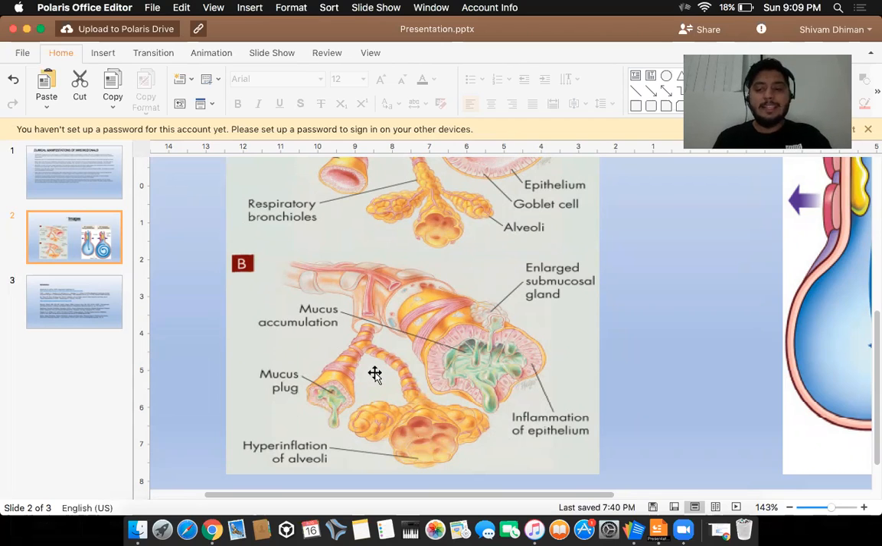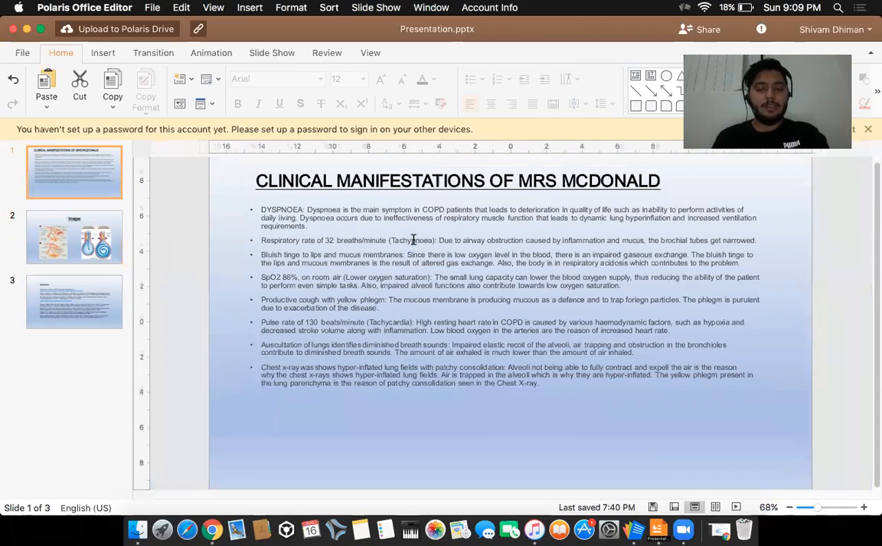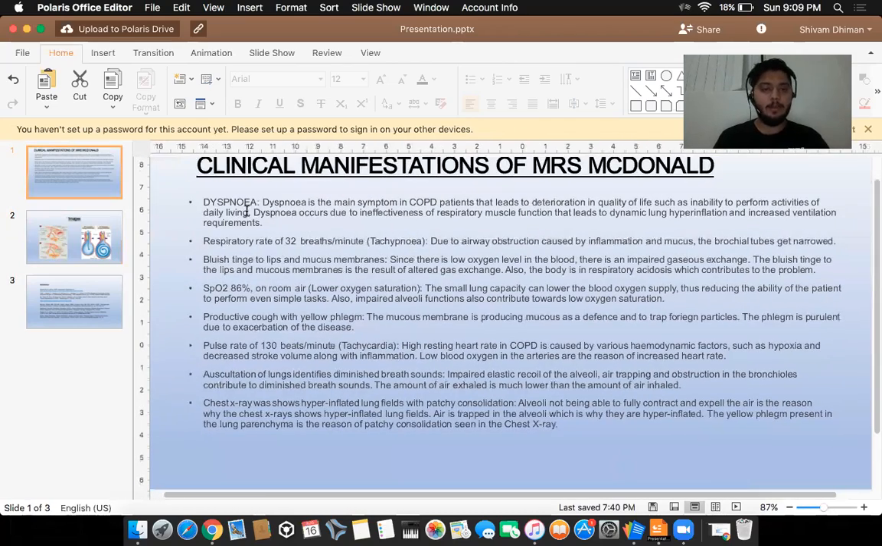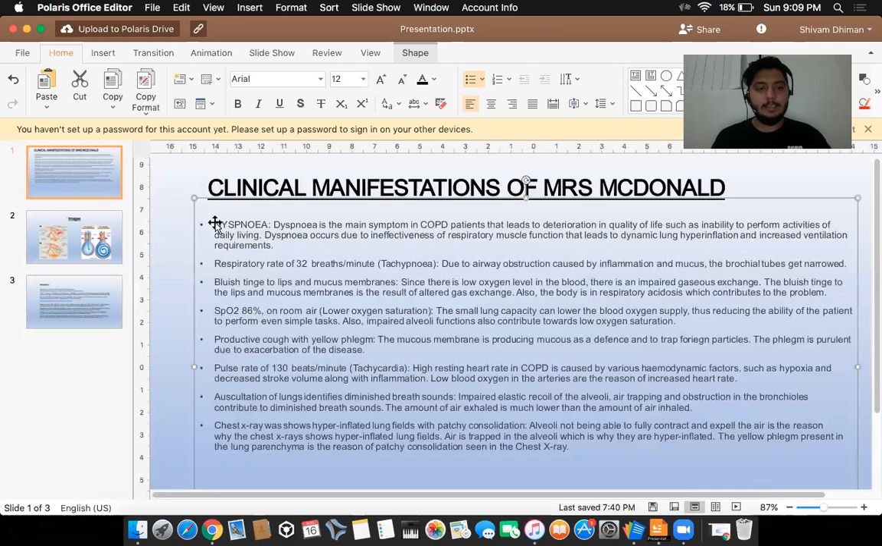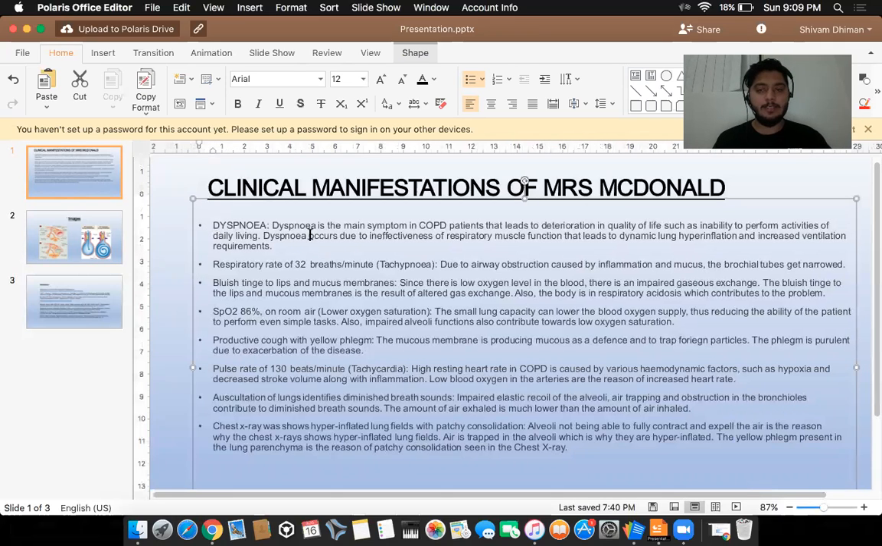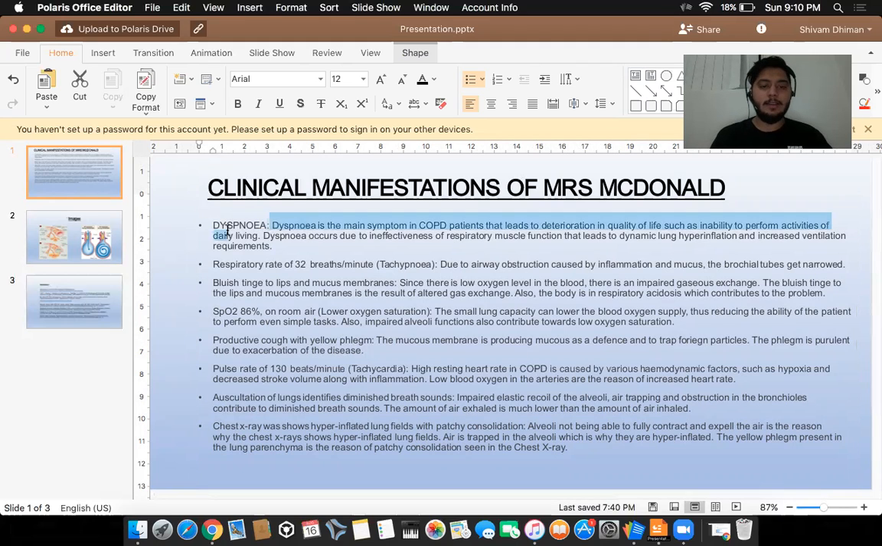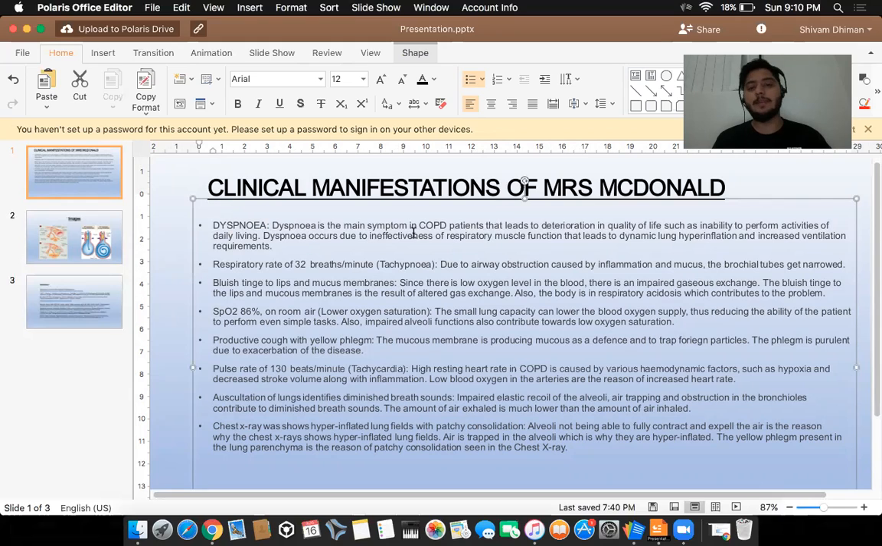So now let's relate the clinical manifestations with the diagram. These are the clinical manifestations of Mrs. McDonald. Her first clinical manifestation was dyspnea. Dyspnea is the main symptom in COPD patients that leads to deterioration in the quality of life, such as inability to perform activities of daily living.